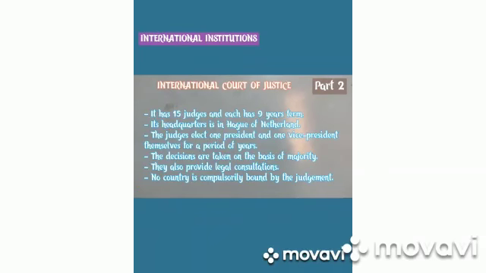The International Court of Justice has 15 judges and each has a 9-year term. They are also eligible for another term. The headquarters of the International Court of Justice is in The Hague, Netherlands. These 15 judges among themselves elect one president and one vice president for a period of 3 years. And here the decisions are taken on the basis of majority.